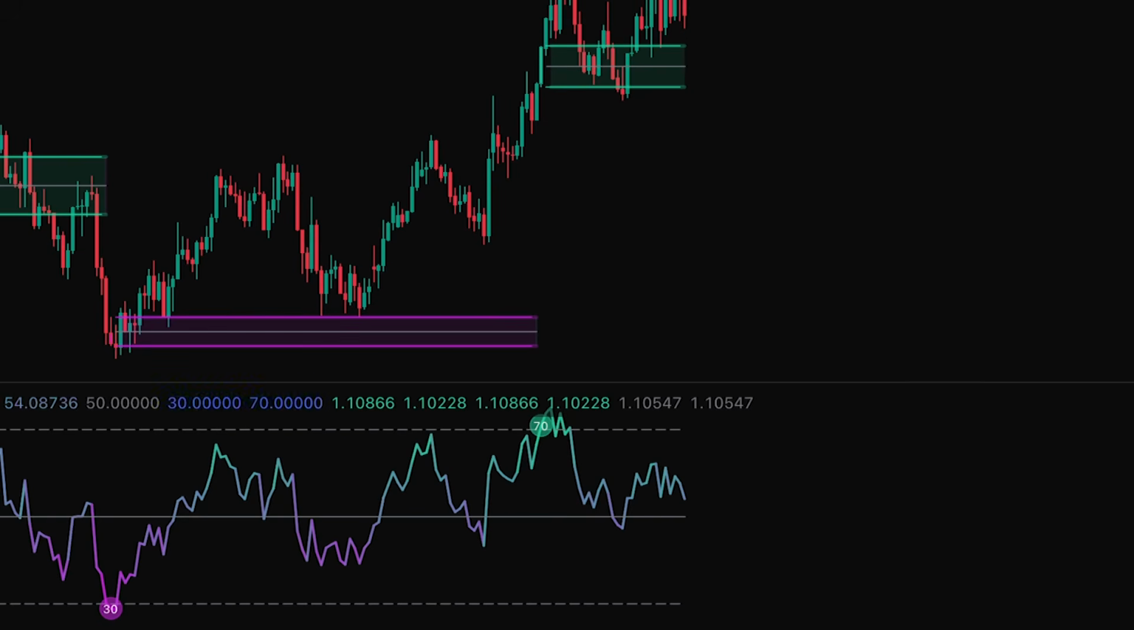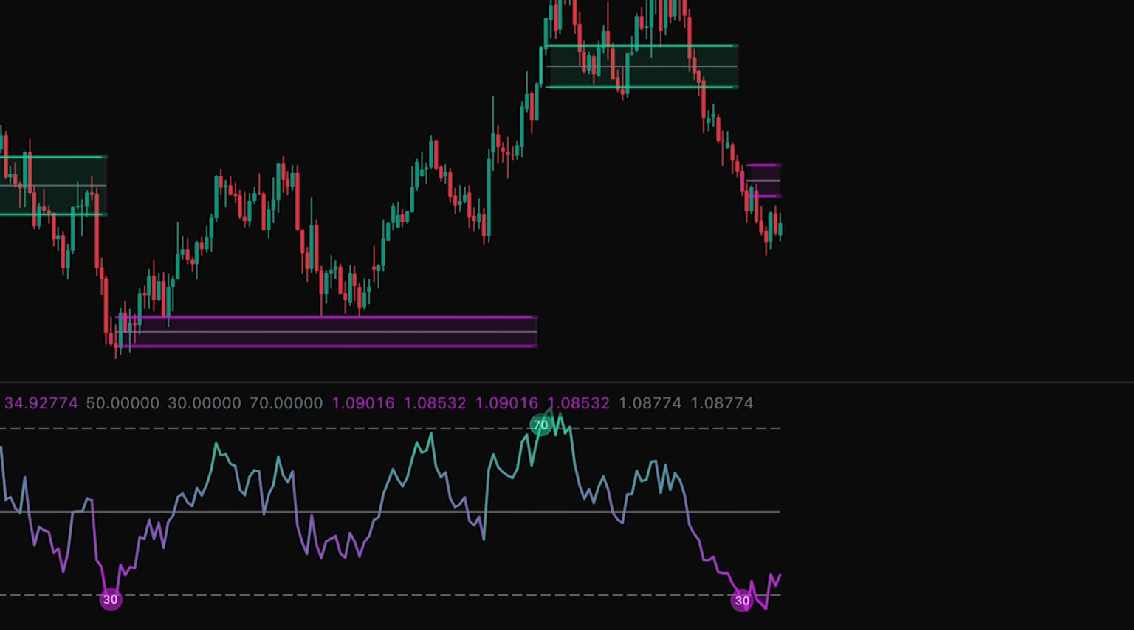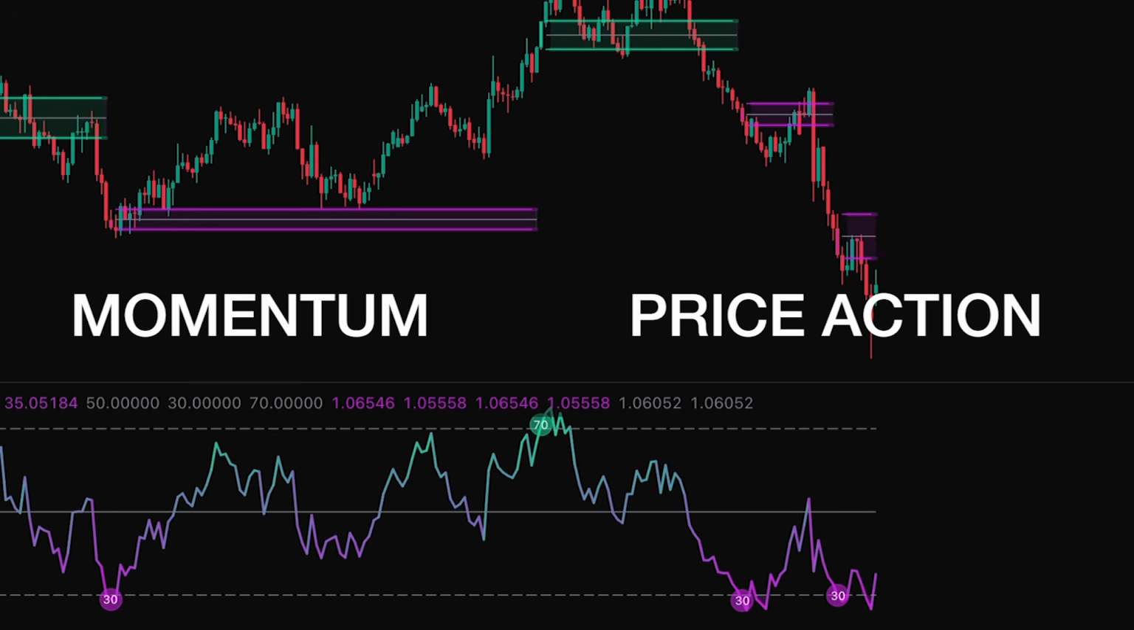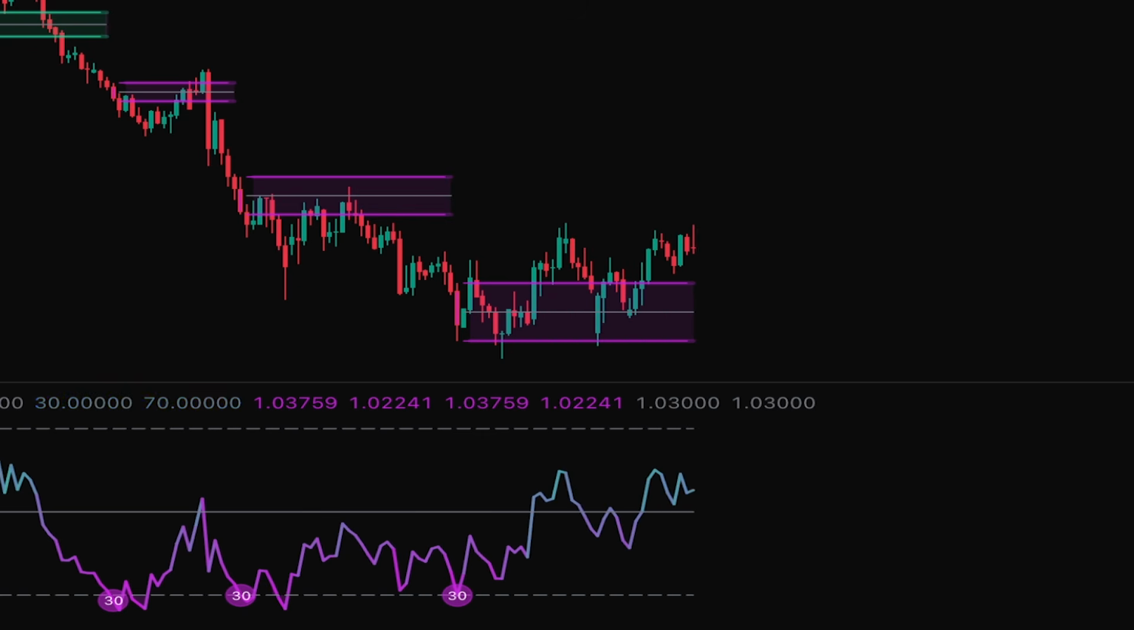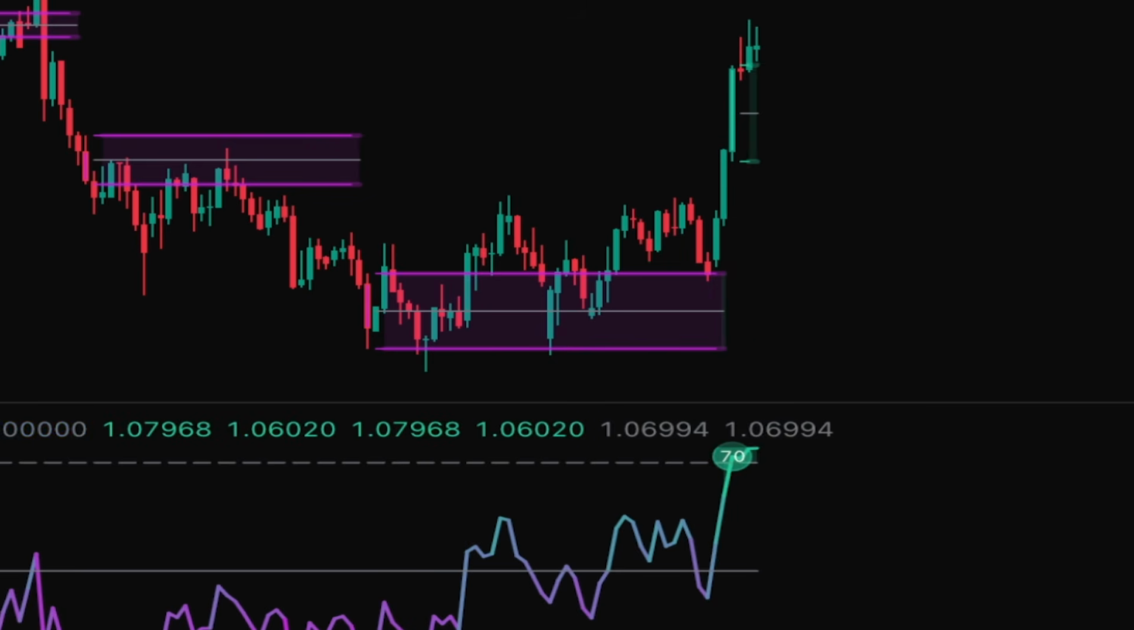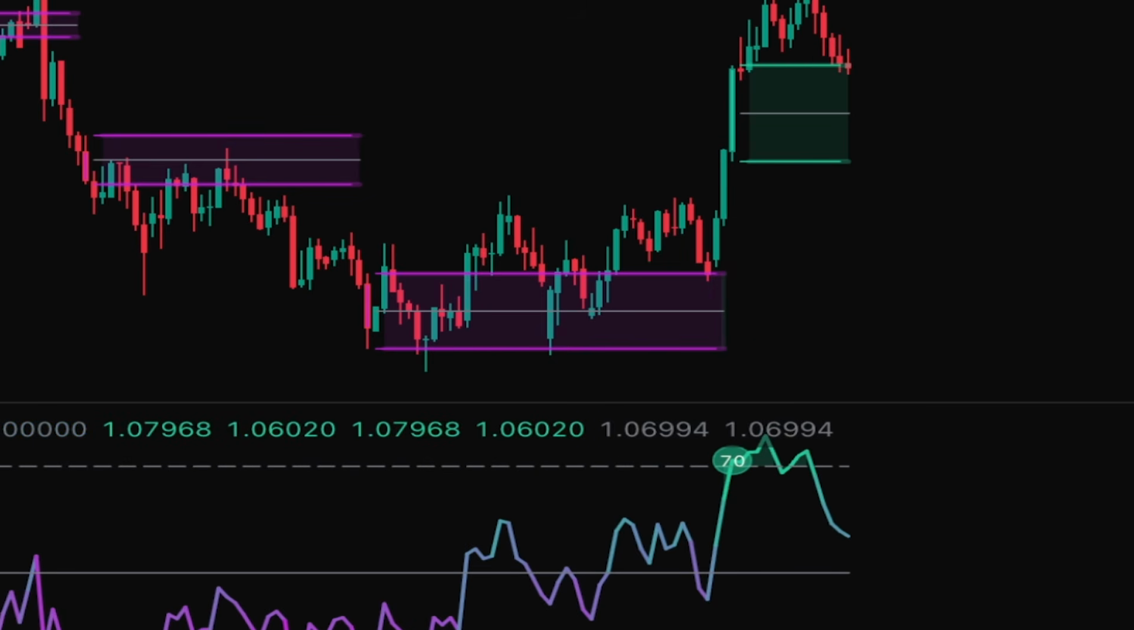Hello everyone, and welcome to this guide on a powerful tool that helps detect shifts in market sentiment by combining momentum with price action. This indicator plots dynamic zones directly on your price chart whenever there's a significant change in momentum, turning invisible oscillator signals into visible support and resistance areas.